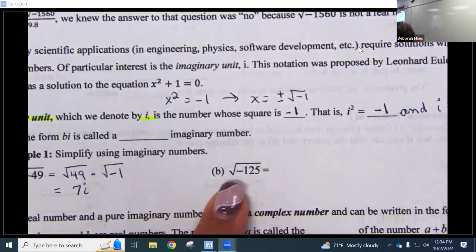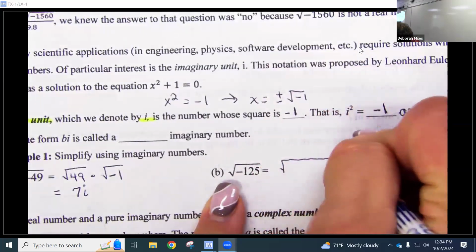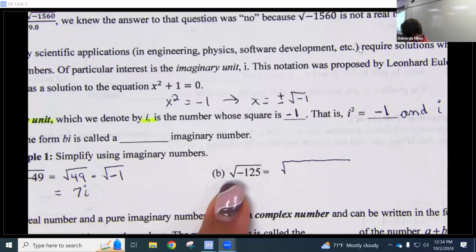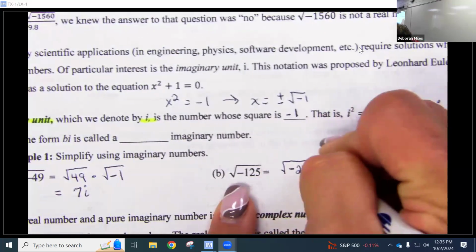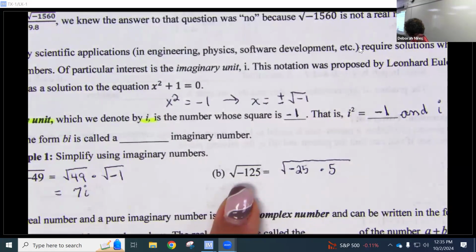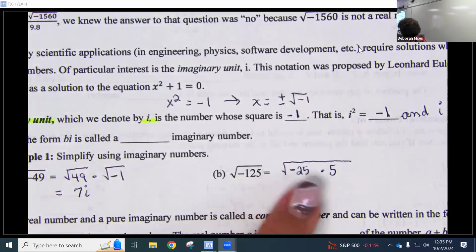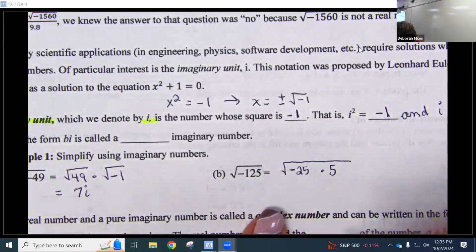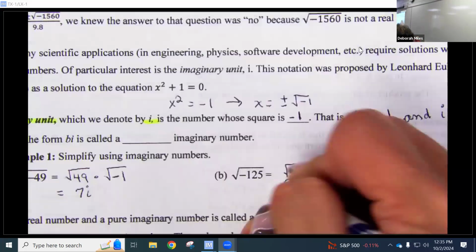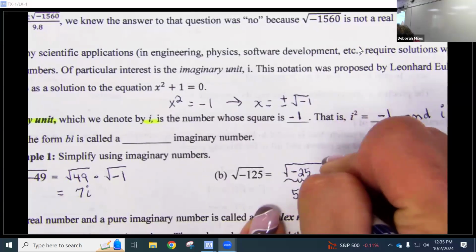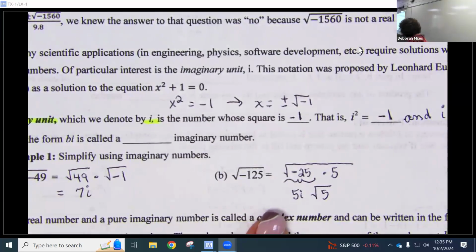Square root of -125, like I did yesterday, I'm going to factor that into something that is a perfect square times something that's not. -125 is -25 times 5. And I know square root of -25 is not a real number, but what can I put in its place? 5i. Yep, 5i. And just leave the other 5 under the radical, just like I would have yesterday.